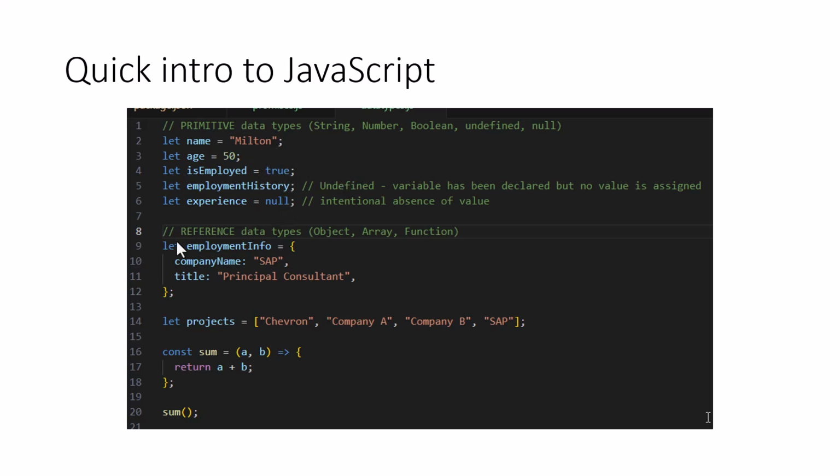Now you also have reference data types. This is an object. You can see it's a key value pair. And this is an array, an array of strings. And you also have a function. These are some of the data types that you should be aware of in JavaScript.